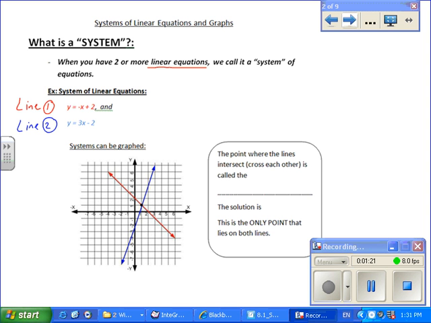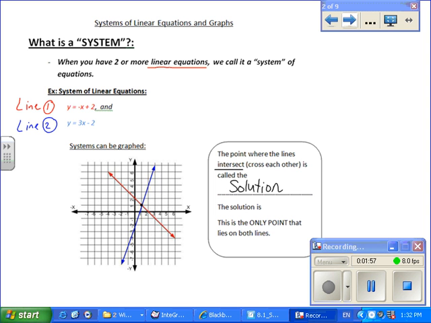If I went ahead and graphed y is equal to negative x plus 2 and y is equal to 3x minus 2, I see that the red line has a negative slope and the blue line has a positive slope, and it turns out that because they have different slopes, they cross at a certain point. The point at which these two lines cross is called the solution. So the point where the lines intersect, the point of intersection, is called the solution.